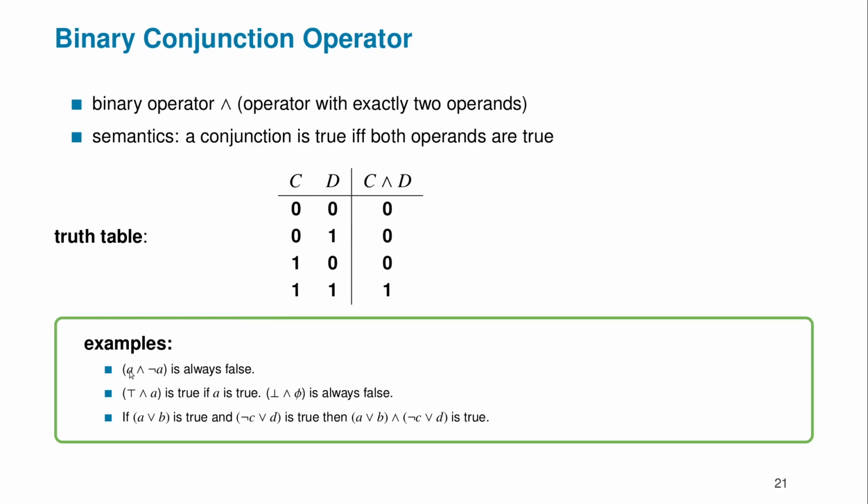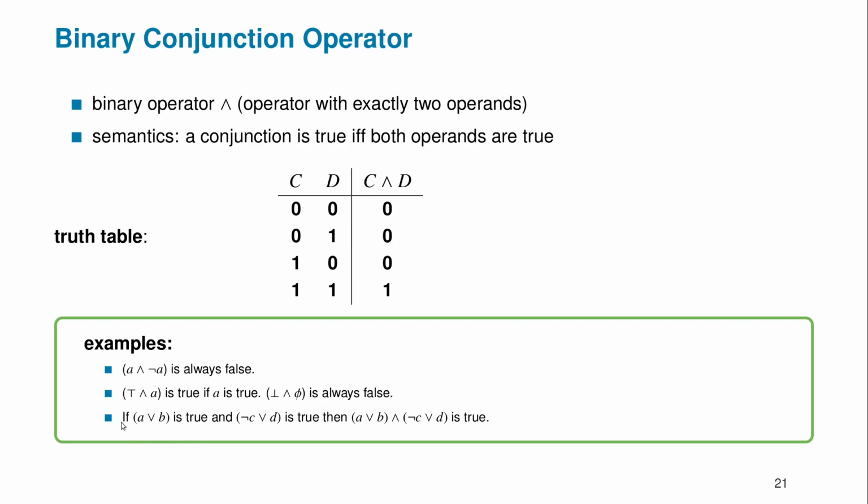In the examples, we have A and not A is always false. So this is a contradiction. This can never be true, because one of A or not A is always false. So therefore A and not A is false. Top and A is true if A is true. Bottom and some formula A, doesn't matter what we write here, is always false, because as soon as we have one operand that is false, the whole thing is false.